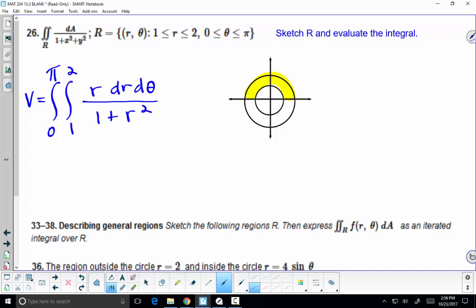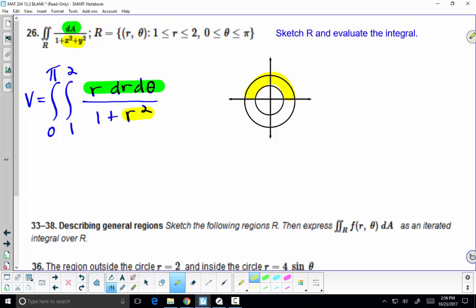You don't? Really? So r equals 1 is the circle of radius 1. r equals 2 is the circle of radius 2. Theta goes from 0 to pi. And then they tell us that the integrand is this. The dA part is what we rewrite. If we were in Cartesian, we would do dx dy or dy dx, but in polar, we do r dr d theta. So that's what the numerator is. And then the denominator, we convert. We have x squared plus y squared, and that turns into r squared.